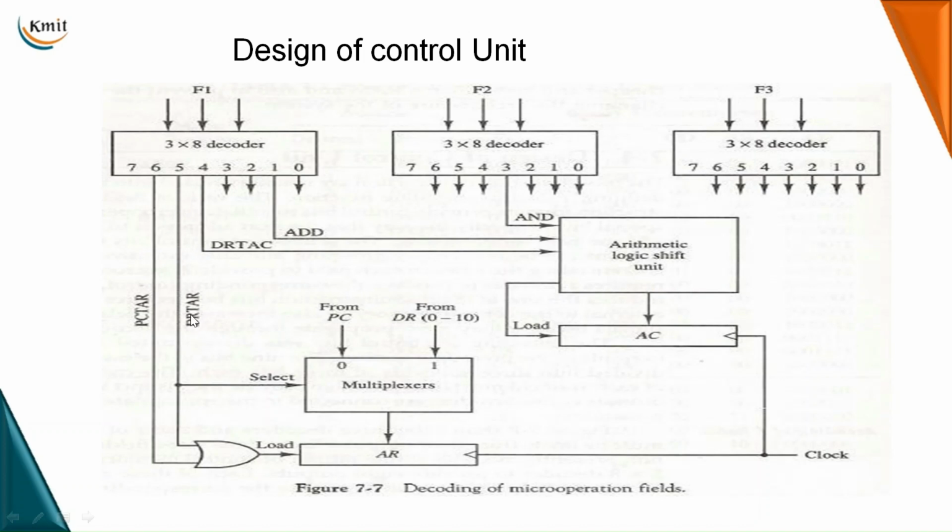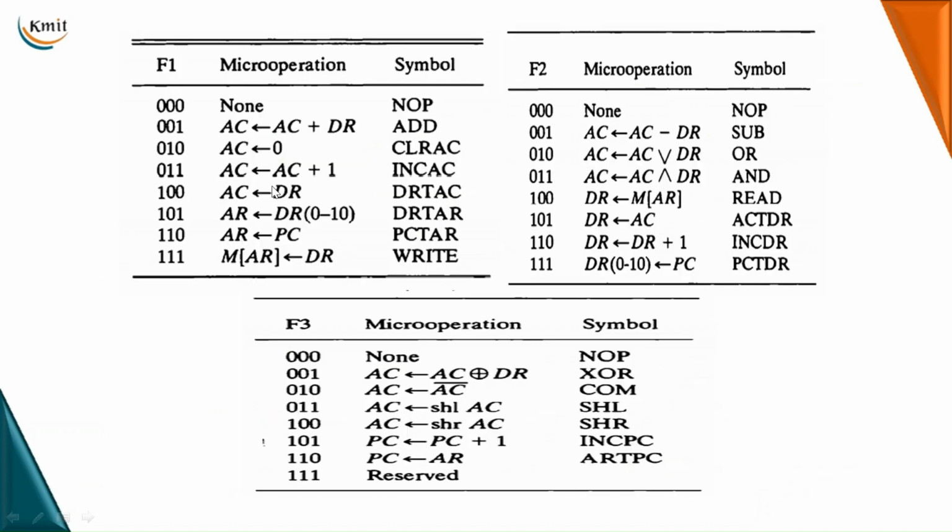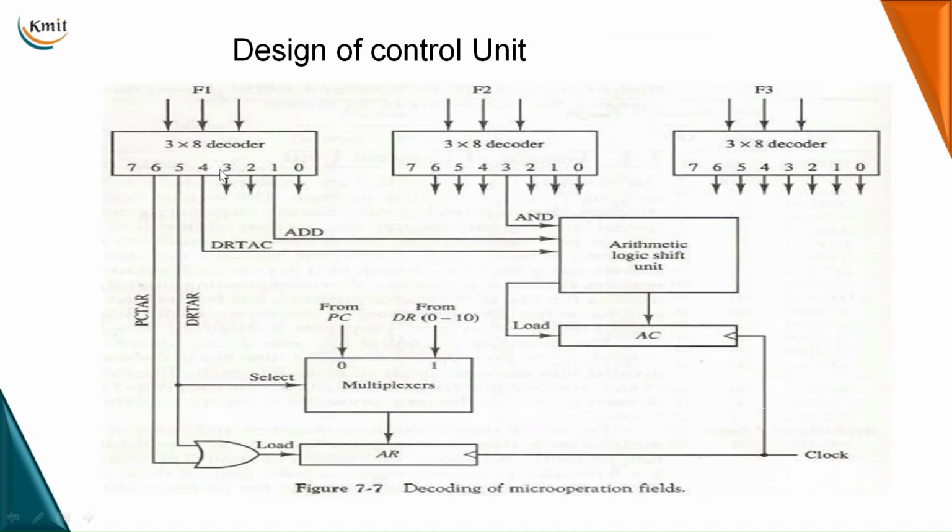Next is DRTAR, 5. DRTAR means the 0 to 10 bit contents of the data register are moved to the address register. When this is given as an input, through a load function for the address register, with the load input enabled, the contents of the data register are transferred into the address register. The data register, through the multiplexer, transfers its 0 to 10 bits to the address register by enabling the load input.